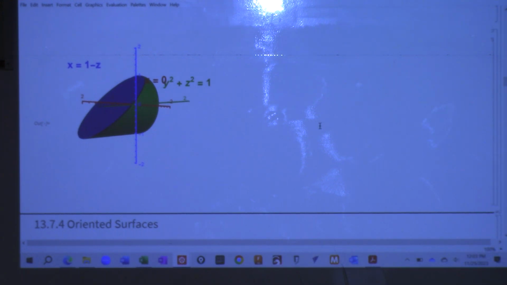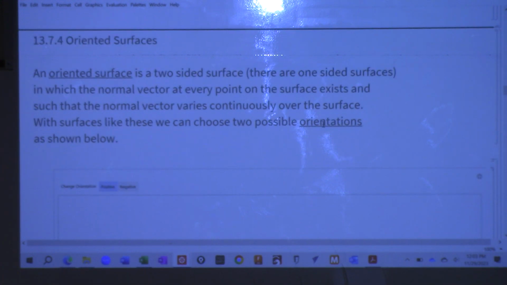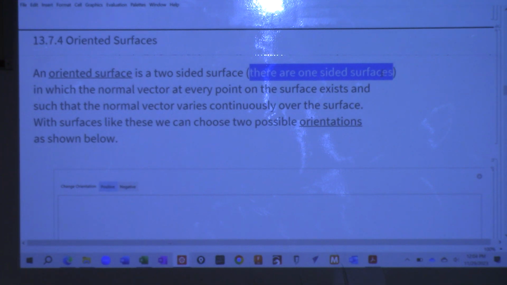All right, we got to move on. So we're going to talk about something now called an oriented surface. This is just to get us some preliminary definitions in place before we move on to the last part of this section. So an oriented surface is a two-sided surface. And I put here, just for fun, there are examples of one-sided surfaces. Y'all ever heard of a one-sided surface? You ever heard of a Mobius strip before? That's a one-sided surface.